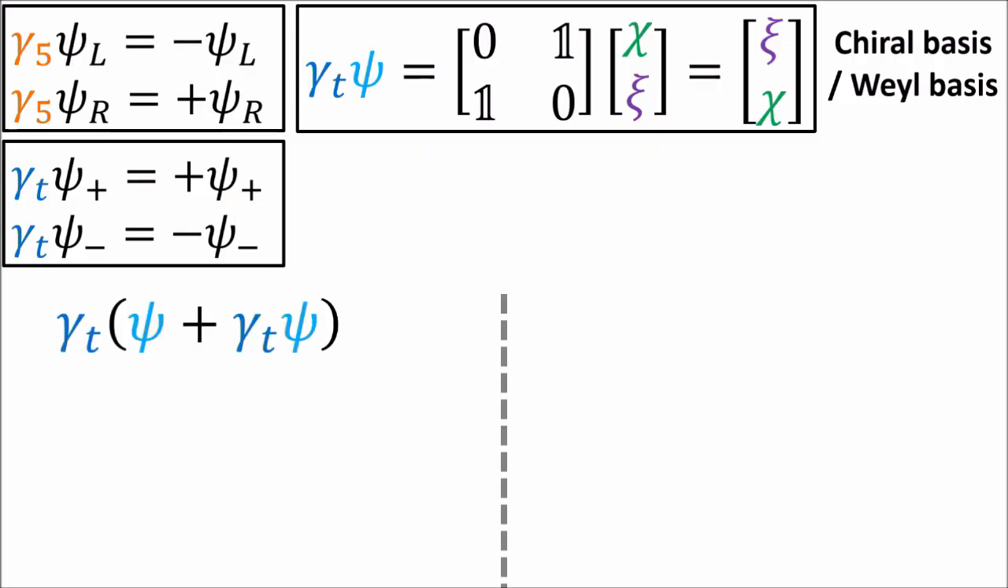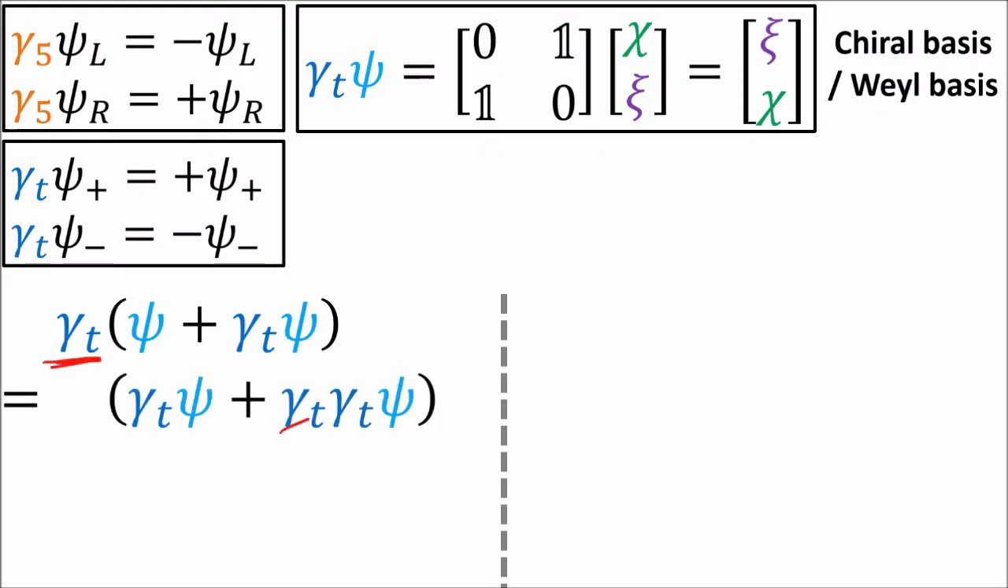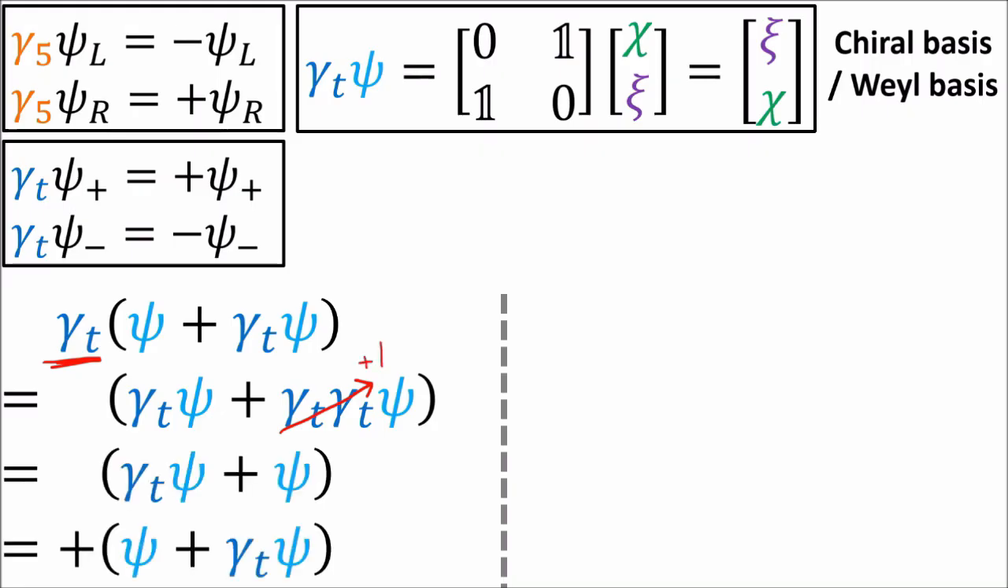If we take psi plus gamma t psi and apply gamma t to it, after we distribute, gamma t squared goes to +1, and we end up with the original expression. This means psi plus gamma t psi is an eigenspinor of gamma t with eigenvalue +1. We'll call this eigenspinor psi plus.